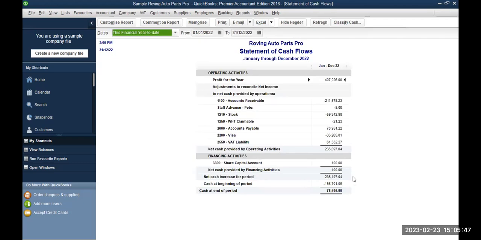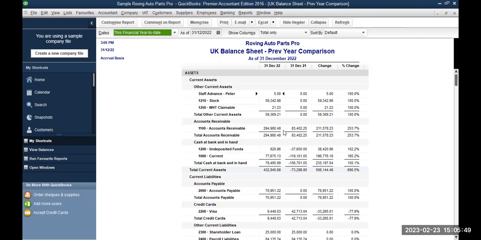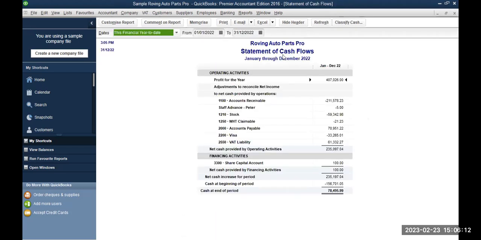If you look at the balance sheet for the same period, you see that all that profit is not in the bank. The cash at bank and cash in hand is 78,495. So you have to be able to explain: I made a profit of $407,000, but I only have $78,000 in the bank. So what happened? That's the essence of the statement of cash flows.